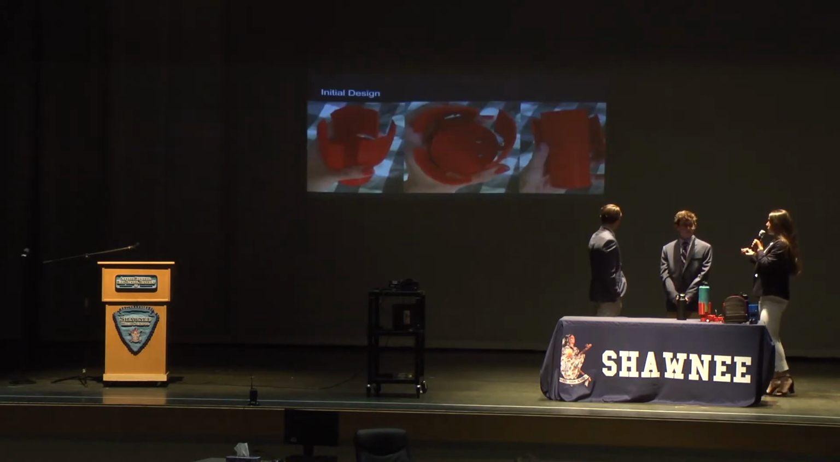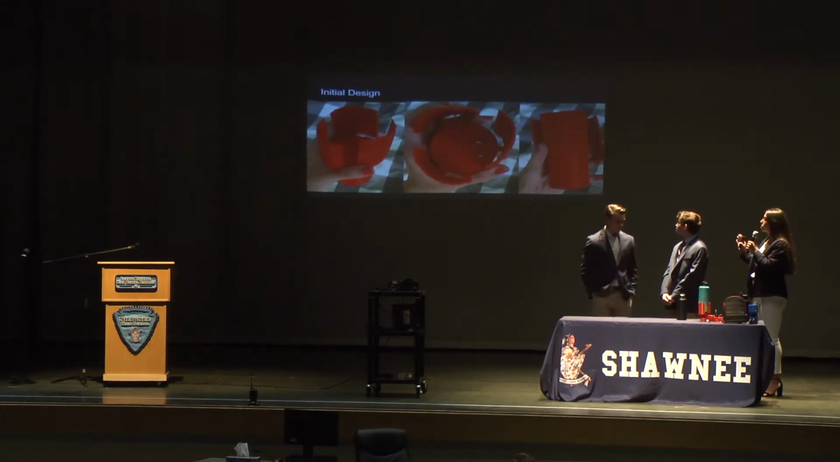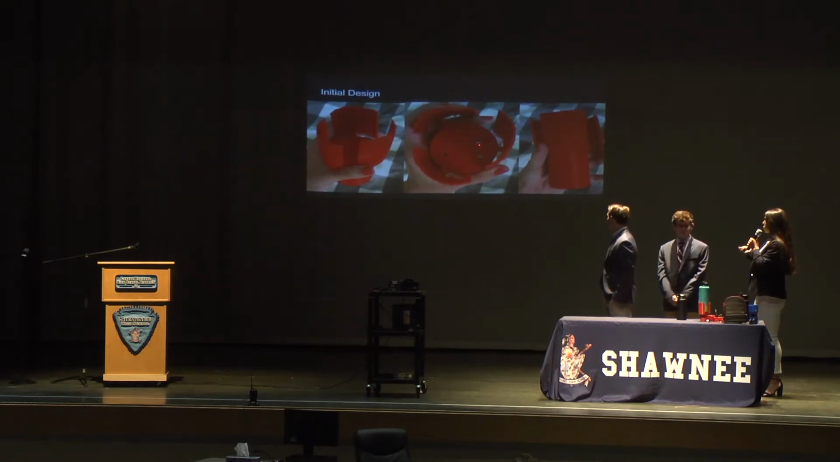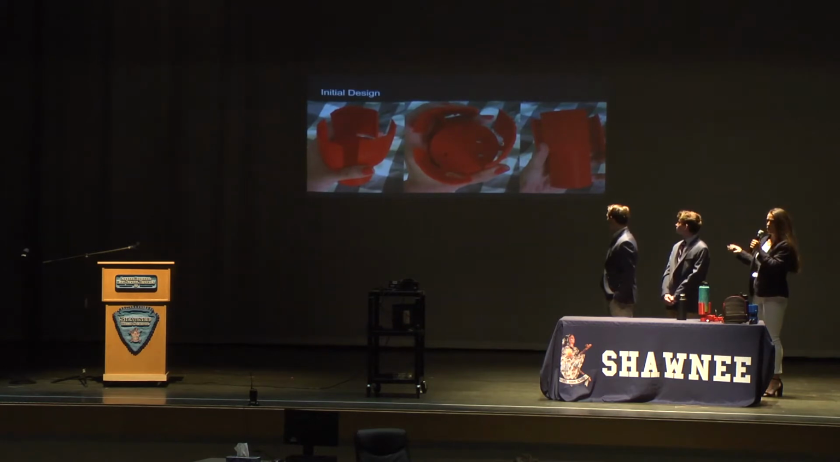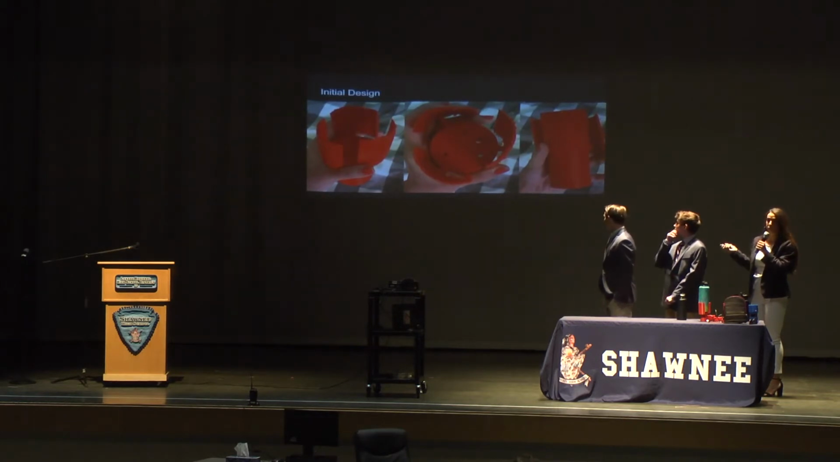So here it is printed. It's not that great. The printing was not the best. I messed up with the settings, but here it is. There's different holes. This one's for the peltier wires to go through. These were originally for, I think, the cooling element, but we scratched that idea because we would have caught the school on fire.